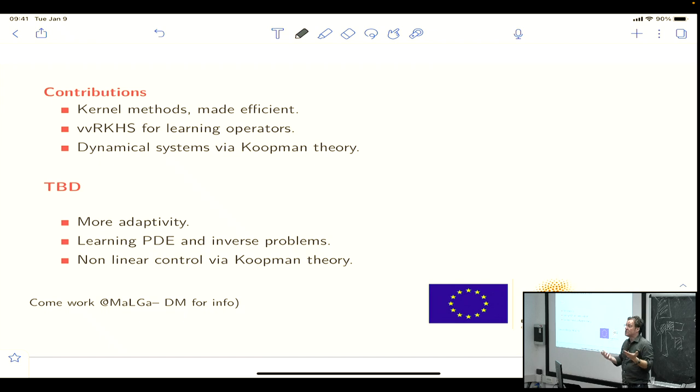The three take-home messages here, if you wish, are: you can modernize kernel methods and make them efficient with guarantees, okay? You can adapt these techniques to learn operators, and through Koopman operator theory, try to bring the value of the techniques that you use for scalar functions to dynamical systems.